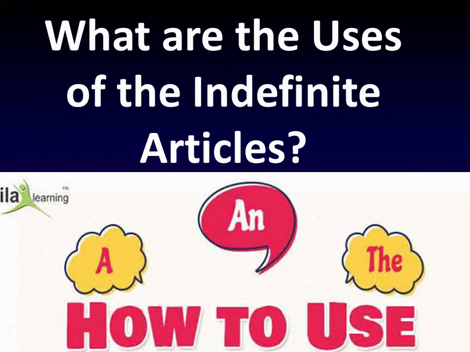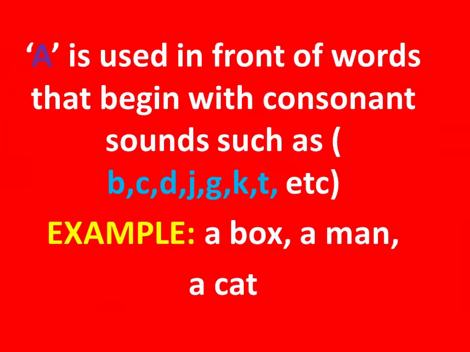So let's make progress. A is used in front of words that begin with consonant sounds such as B, C, D, J, G, K, T, and so on and so forth. Remember, A is an indefinite article. So oftentimes it refers to what is not specific. Example, a box, a man, a cat.